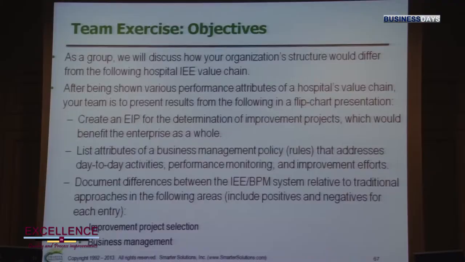So we're going to be showing this hospital here, the attributes of a hospital value chain. The team is to present results from the following in a flip chart presentation, but since there are so many teams, that probably is not going to work. But I want you to create an EIP, that's Enterprise Improvement Plan, for projects which benefit the enterprise as a whole. List the attributes of this and document the difference between this relative to traditional approaches. We're going to get improvement project selection and business management.